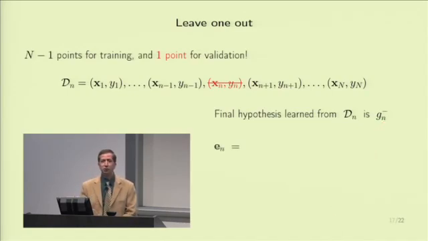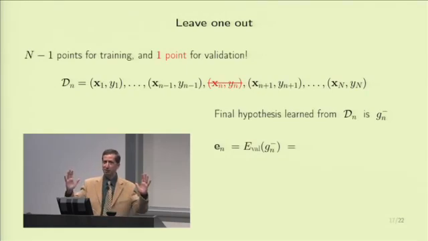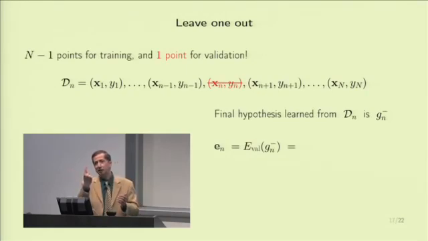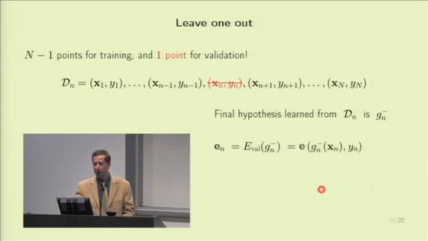Okay. Now let's look at the validation error, which has to be 1 point. This would be E validation, a big symbol of this and that. But in reality, the validation set is 1 point. So this is simply just the error on the point I left out. So G did not involve the small nth example.